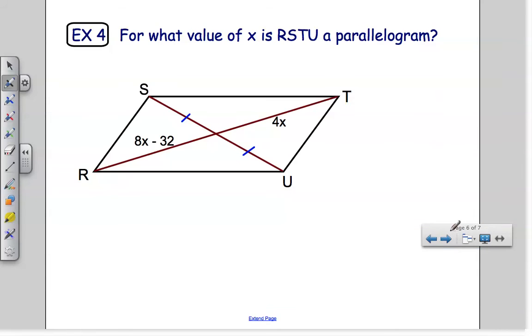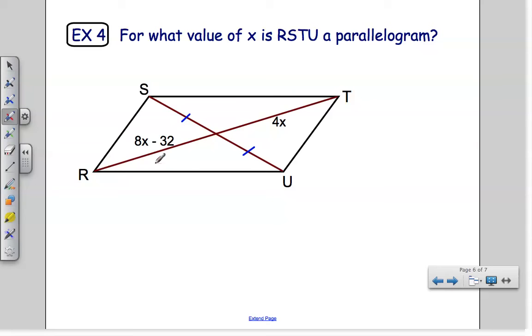Okay, and one more example for you. In this case, you're supposed to find what value of x would make RSTU a parallelogram. For what value of x is RSTU a parallelogram? So I notice I have what looks to be maybe a parallelogram. What x would make it one? Well, notice we have the diagonals drawn in here. And for a quadrilateral to be a parallelogram, the diagonals have to bisect each other. Well, this diagonal is for certain bisected because I see the congruent tick marks here. Is this diagonal for sure bisected? Well, I don't know. But I do have these expressions, so I know that if these were congruent, this thing would be a parallelogram because both diagonals would be bisected.